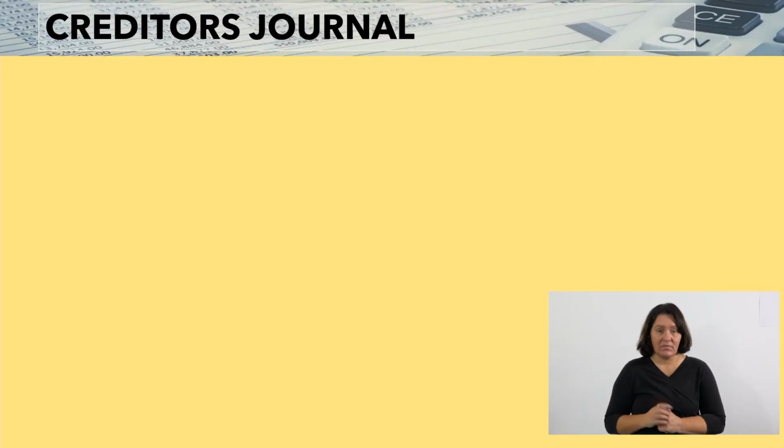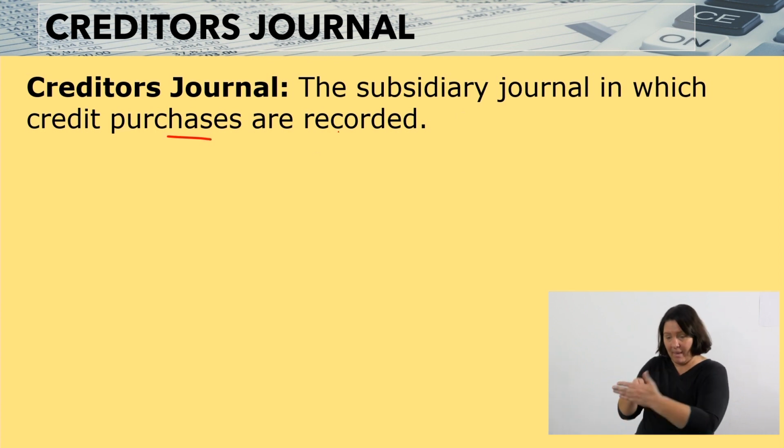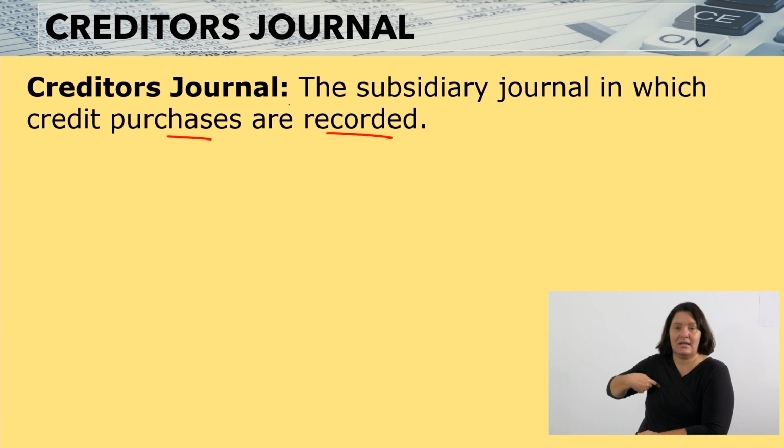Remember, we are preparing the Creditors Control Account using our cash journals as well as our credit journals. Let's start with our credit journals. The first journal that we're going to look at is the Creditors Journal, the CJ. What is the CJ? This is a subsidiary journal in which credit purchases are recorded. So all our credit purchases, we record them in the CJ. Let us see how it looks.